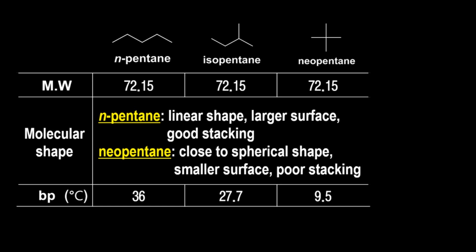So the takeaway here is simple. The more branching, the weaker the intermolecular forces, and the lower the boiling point. That's exactly why highly branched molecules like neopentane evaporate so easily.